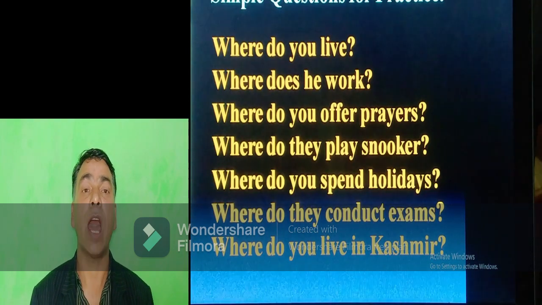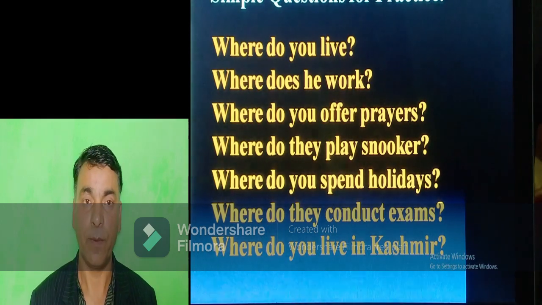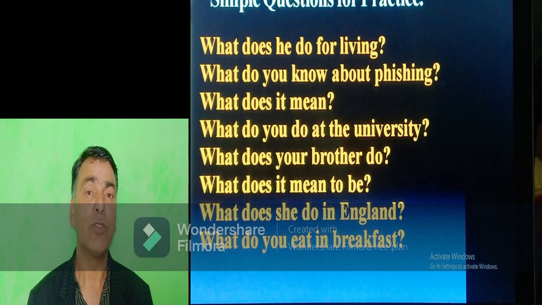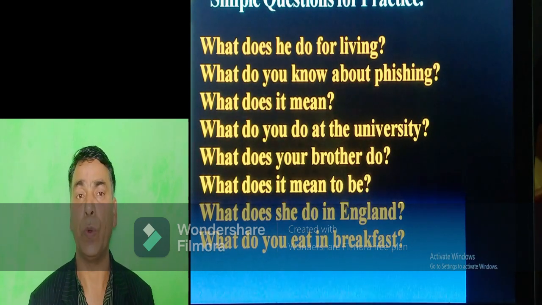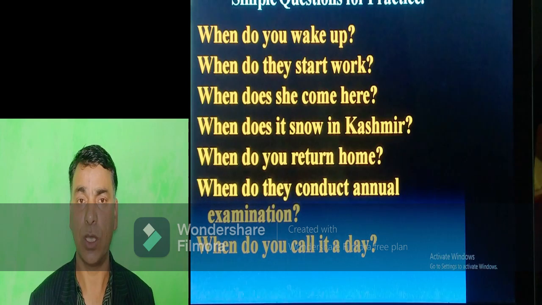For example, someone asks you, where do you live? You say, I live in Kashmir. Where does your father work? He works in a bank. Where does Jack live? Jack lives in Delhi. Who helps you? My friends help me. Where do you study? I study at college.